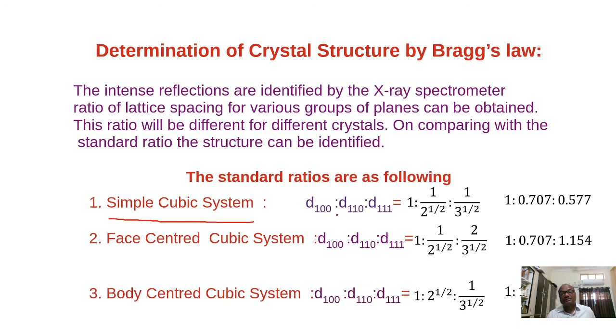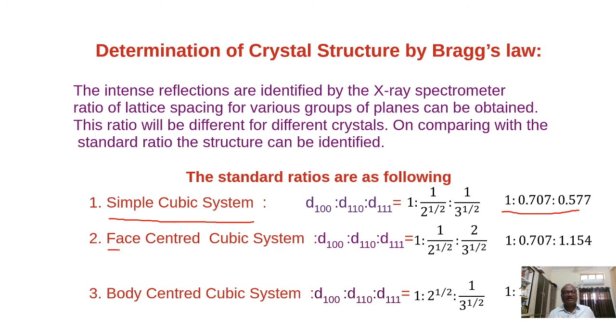if we calculate the ratio between these distances, d100 plane is to d110 plane is to d111 plane, that will be equal to 1 is to 0.707 is to 0.577. Means it will be 1 is to 1 by root 2 is to 1 by root 3. It is 1 is to 0.707 is to 0.577. They are the reference values.